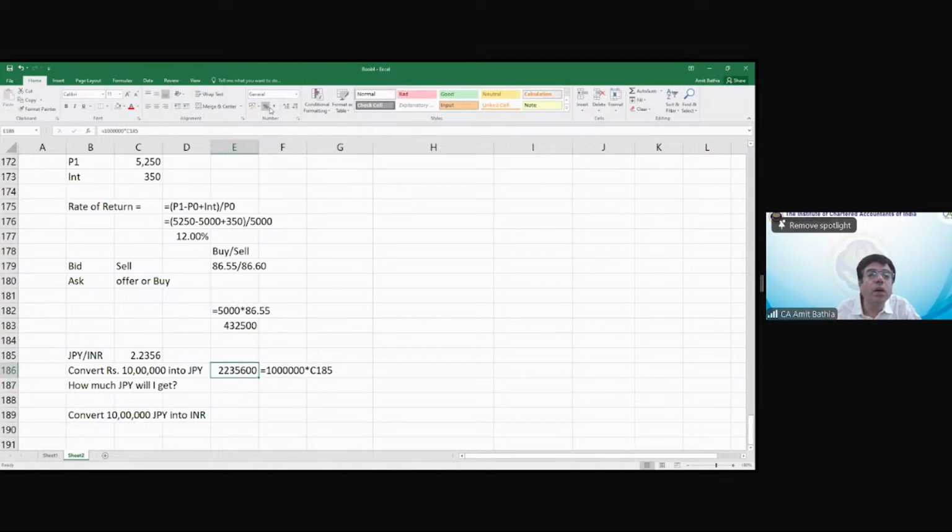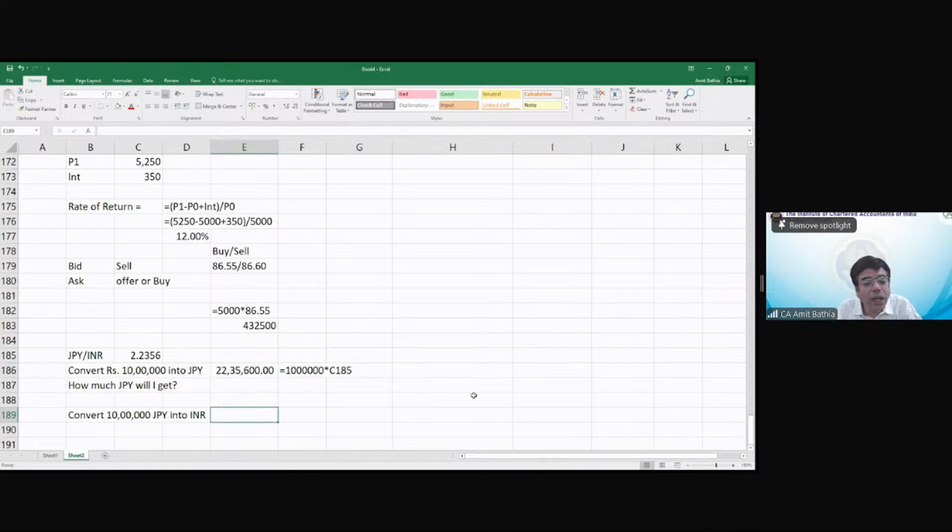Okay. All right. Now I need to do this the other way around. I have 10 lakh Japanese yen and I want to convert that into INR. Then what do I do? Do I multiply or do I divide? Divide. So I'm going to divide. Why do I divide over here?